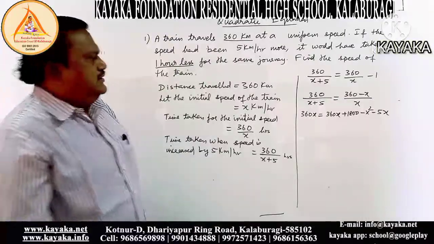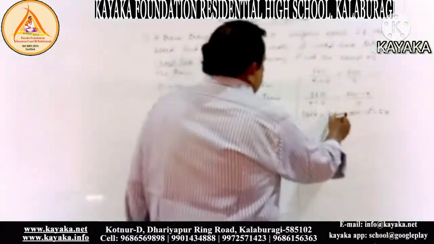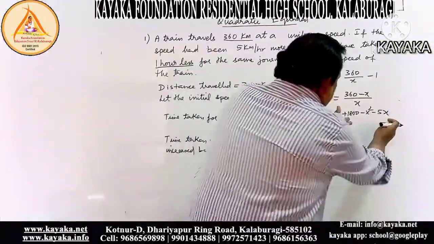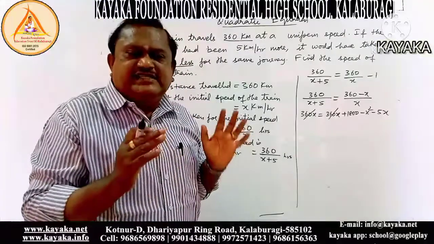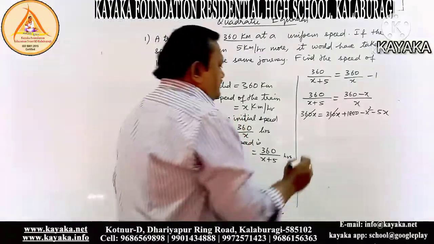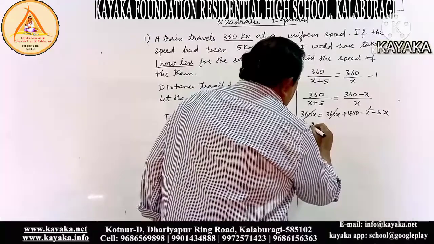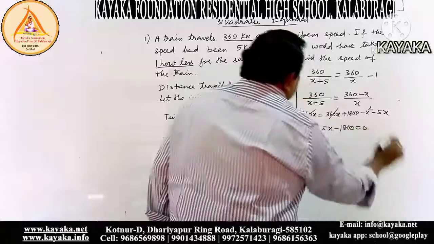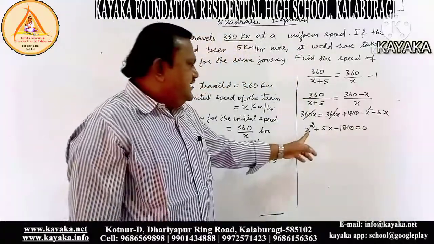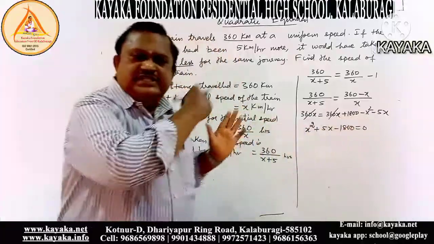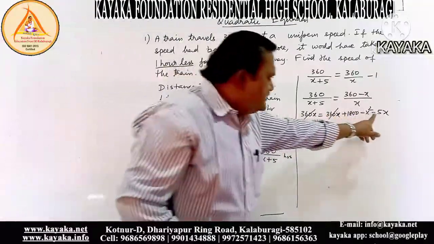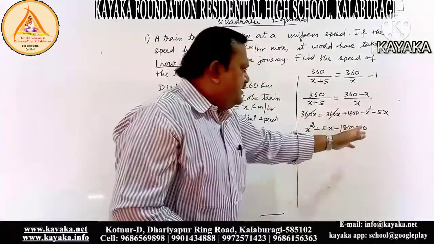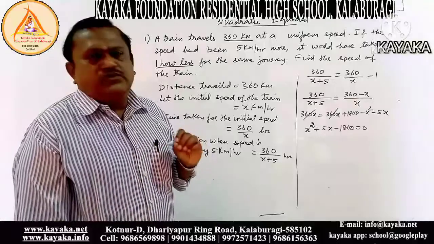Okay, dear children, now see here, you can cancel 360 and 360. You bring these 3 terms to this side to make it a standard form of a quadratic equation. Therefore, first you write the x squared term, x squared plus 5x minus 1800 will be equal to 0. You can see here minus x squared comes to this side, it will become plus x squared. Minus 5x comes this side, it will become plus 5x. And plus 1800 comes this side, it will become minus 1800.